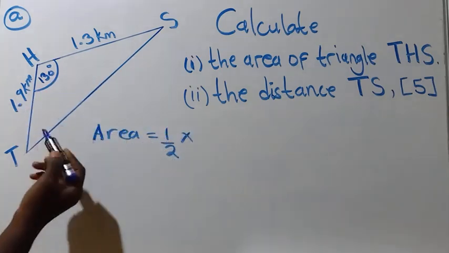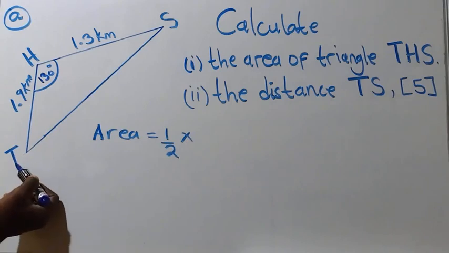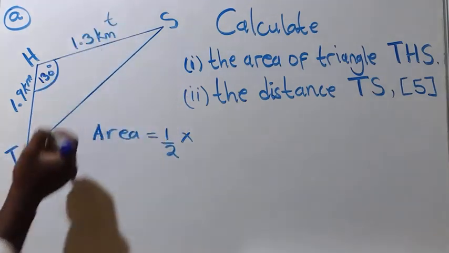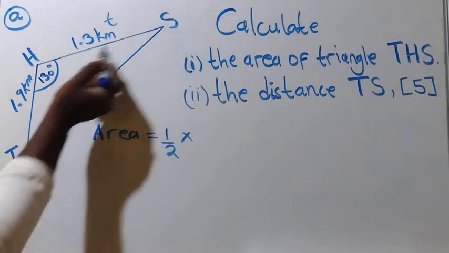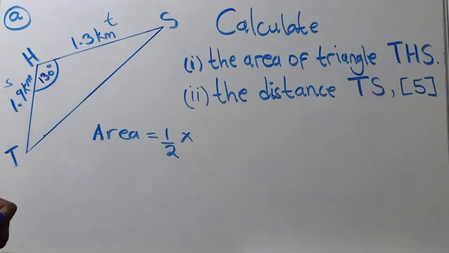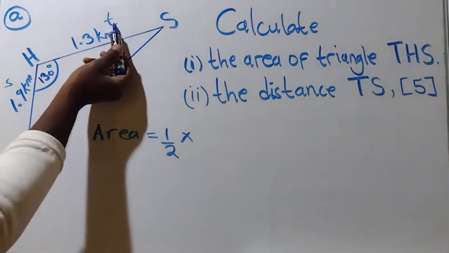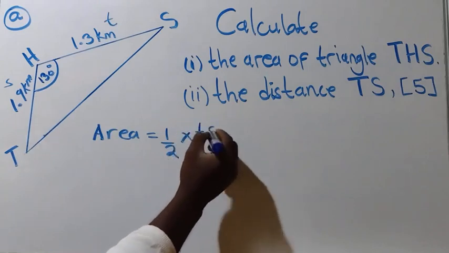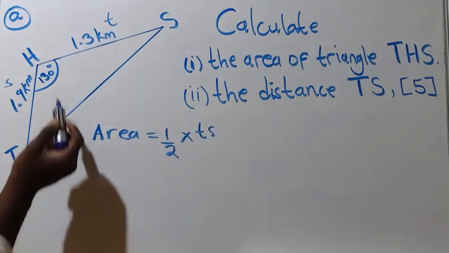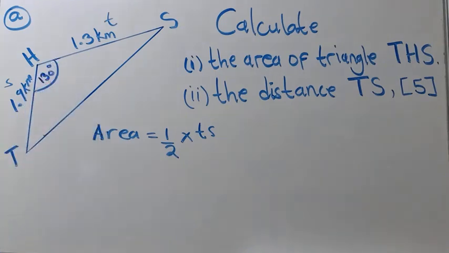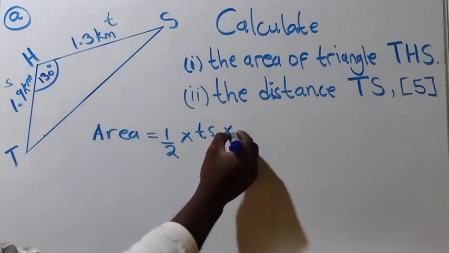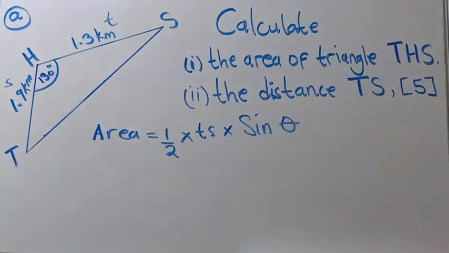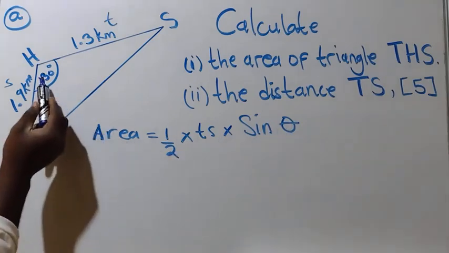Now for this one, you look at the sides that you have. You have side T here, so you reflect this side with a small letter t. You have S here, you reflect with a small letter s there. So you are going to multiply the sides t and s: half times TS. Now what angle are you given? In this case, you are given this angle, which is 130 degrees. So times sine theta, where this theta is representing the angle which is here.